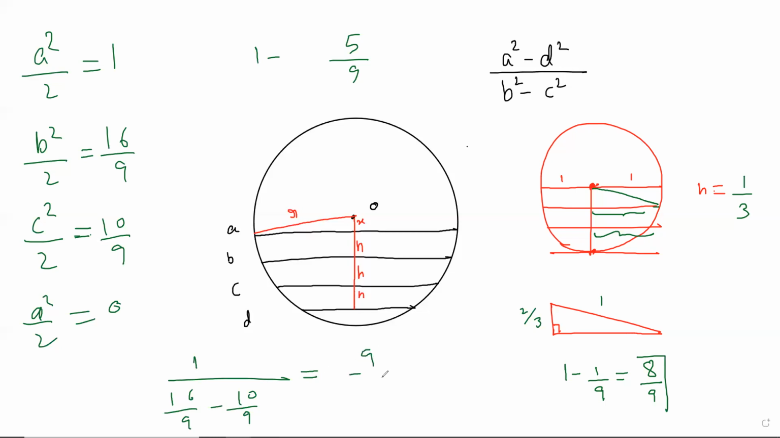So this comes out to be 9 by 6, but I'm getting 3 by 2. Am I missing a half somewhere? Yeah, something is wrong, right? It is because this is 2. Yeah, you're correct. Yeah, it is 3. Okay, right, it is 3.